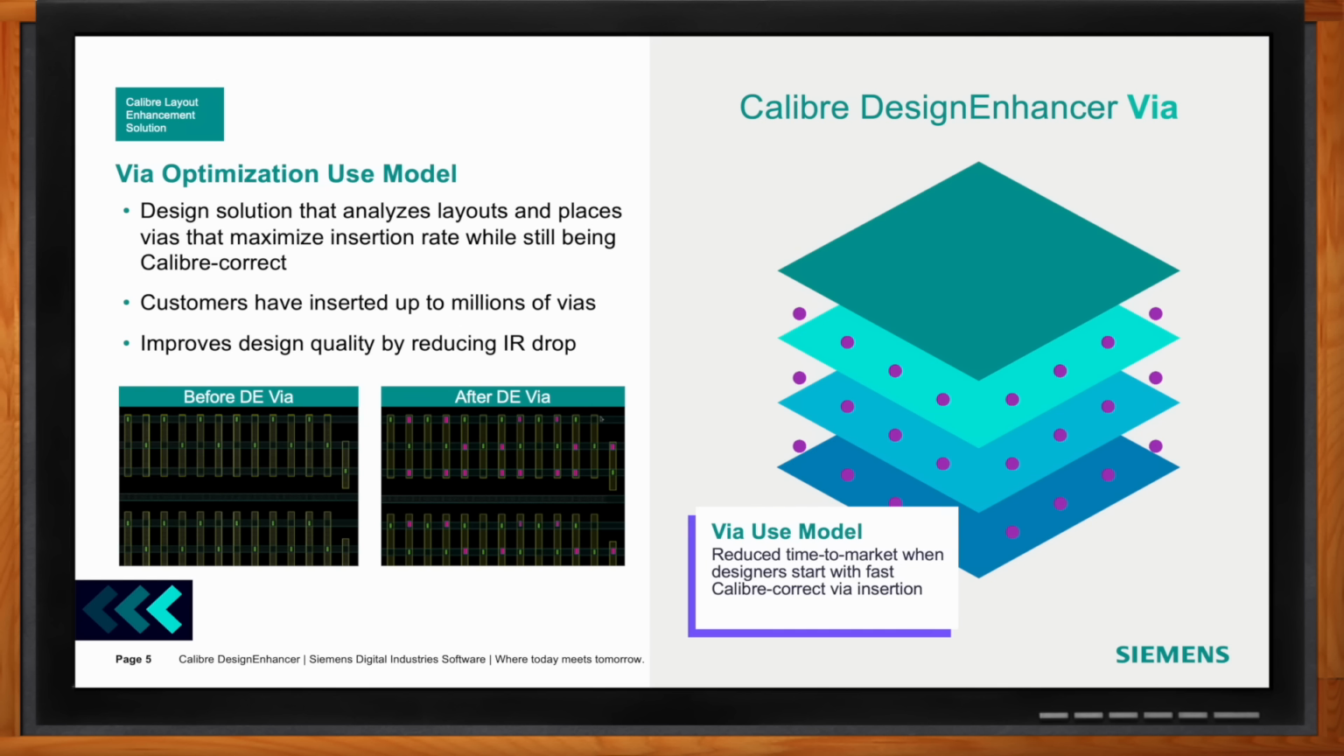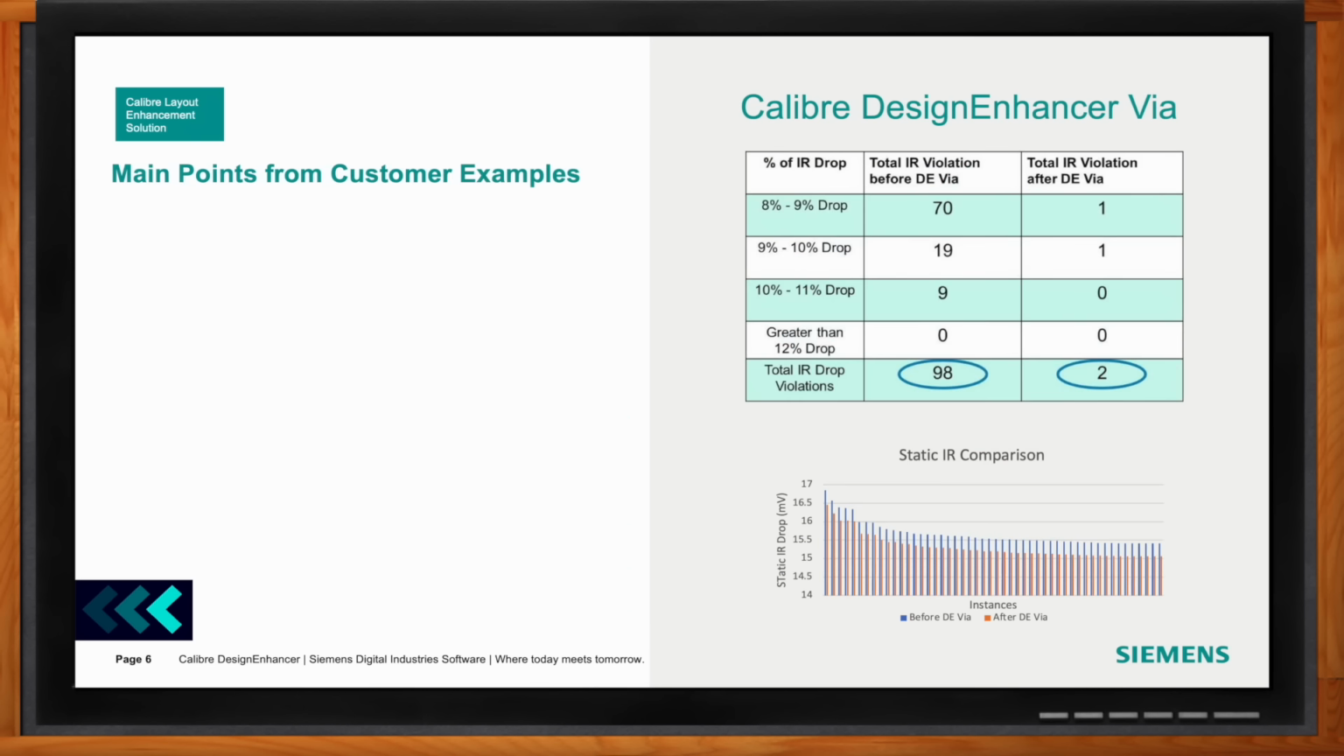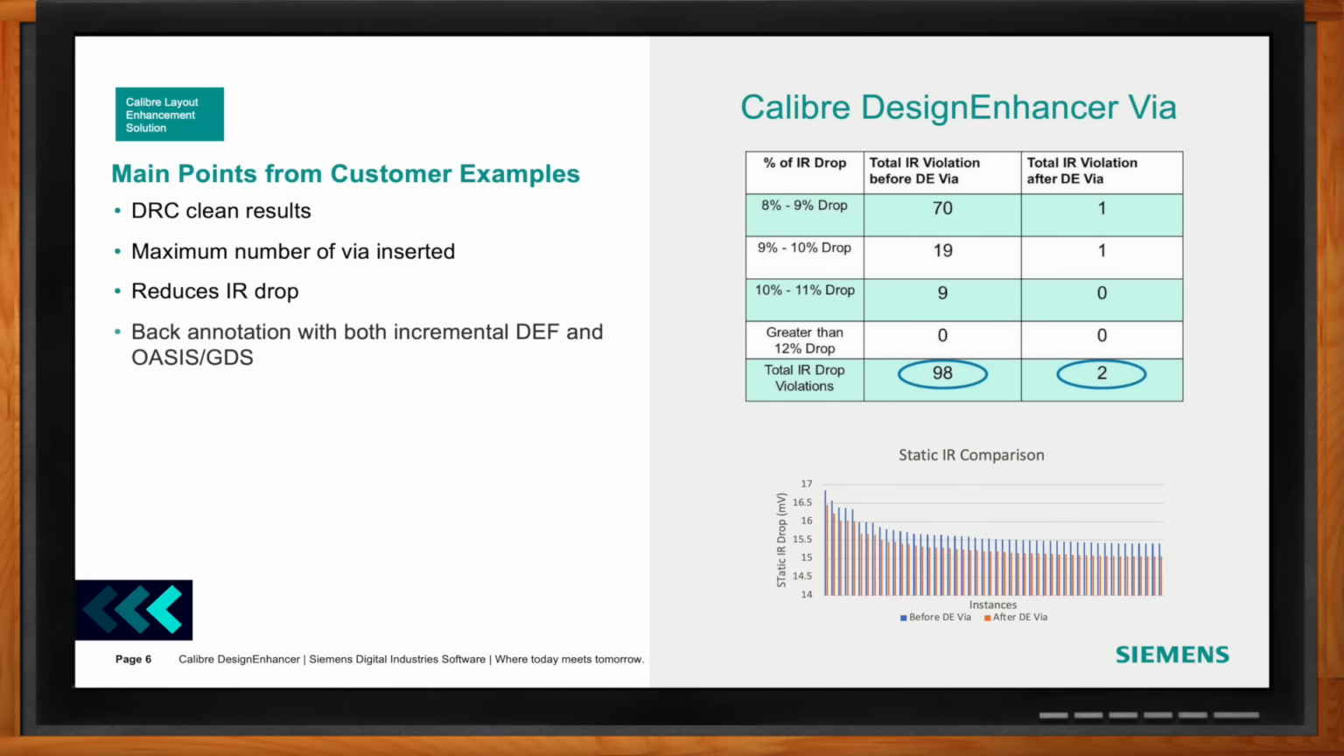And just to give you an example, these are some of the different results that we've had from customers. Customer results always seem to be excellent, but all of the customers are telling us, hey, we're getting DRC clean results. We've got the maximum number of vias, and all of that adds up to reducing IR drop. And then, of course, for those going back into place and route, we can give you an incremental DEF file.